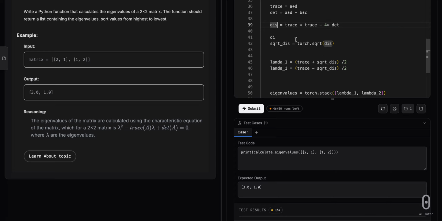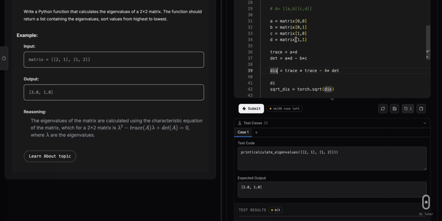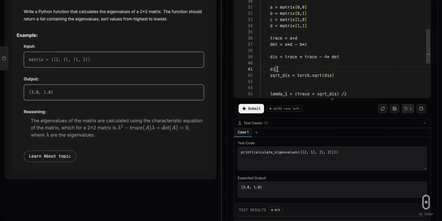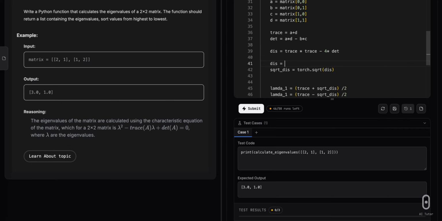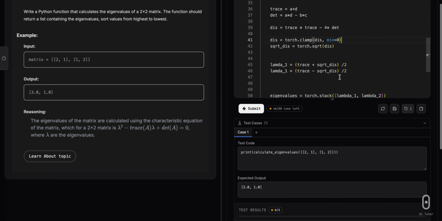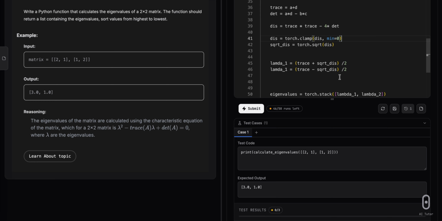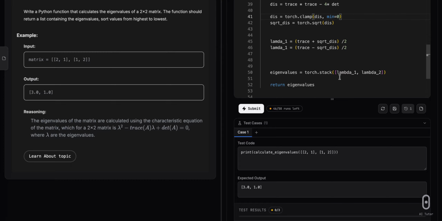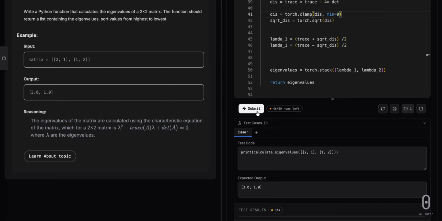So this is determinant, right? For a b c d, we have trace, we have determinant, we have discriminant, and then we could also do torch dot clamp on the discriminant with minimum equal to 0. So basically discriminant should always be greater than or equal to 0, because if eigenvalues are very close, floating point error may occur. So this is done, and I think this should be it.